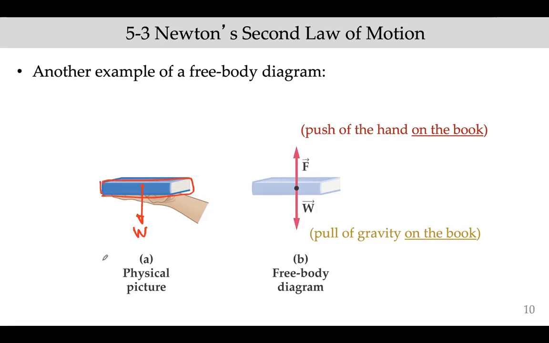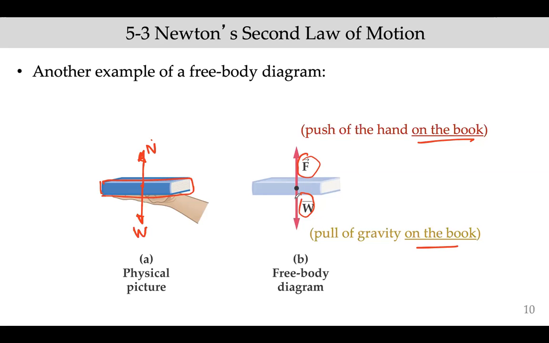If this was the only force, then the book would fall down, right? But it's not falling down, so there should be another force that keeps it in balance, and that force is the normal force, coming from the hand. So this is the normal force from the hand on the book. See, these two forces are the forces on the book, not on the hand.